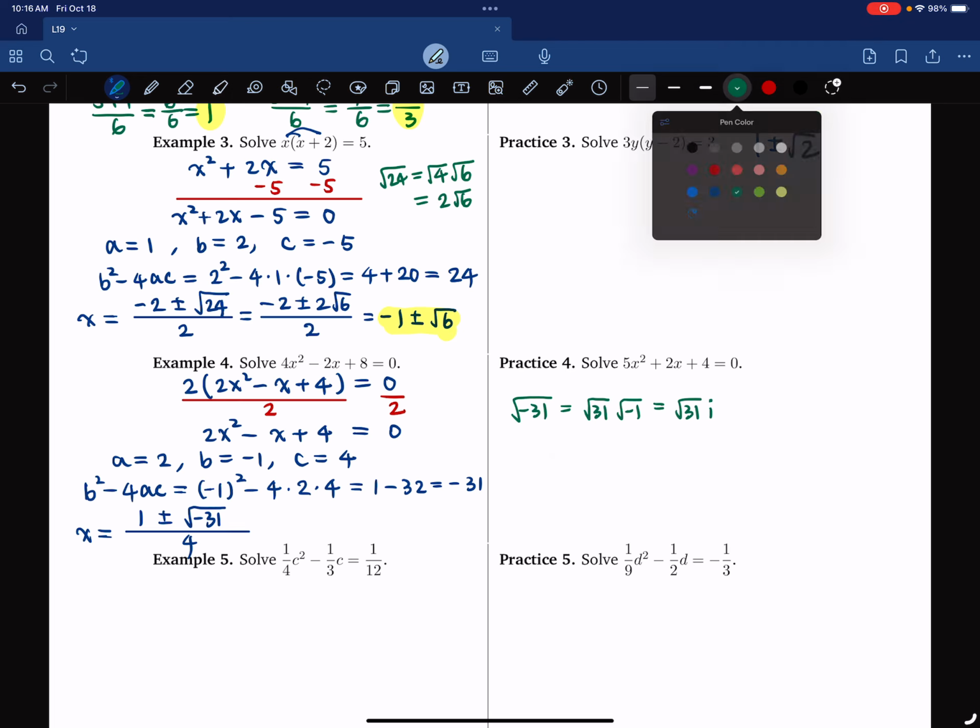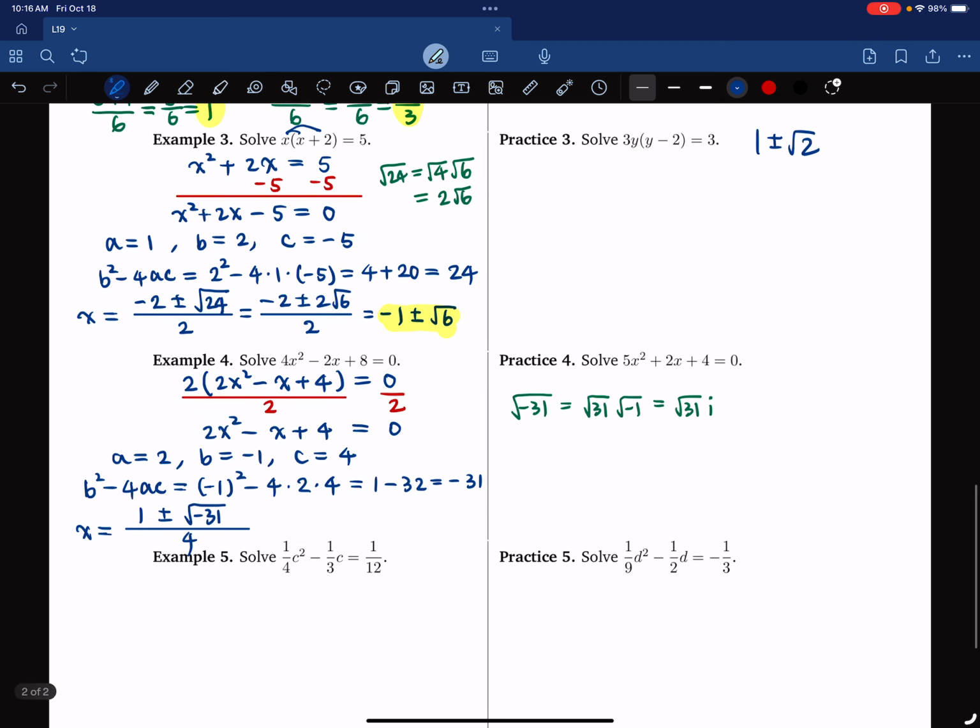And now let's put them back into the equation right here. So it will be 1 plus minus square root of 31 i divided by 4. And that's our final solutions. We do have two complex solutions. Okay, let's use practice 4 as a practice. I'm going to write down the solution.